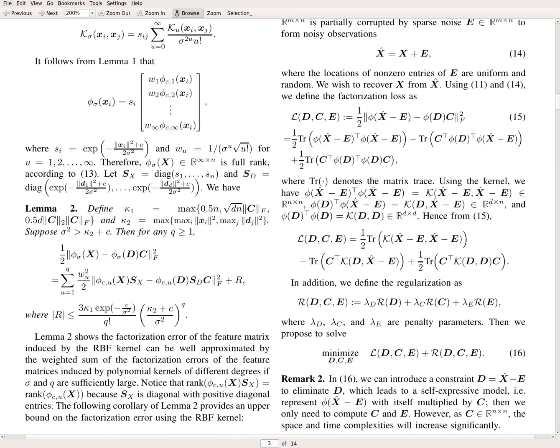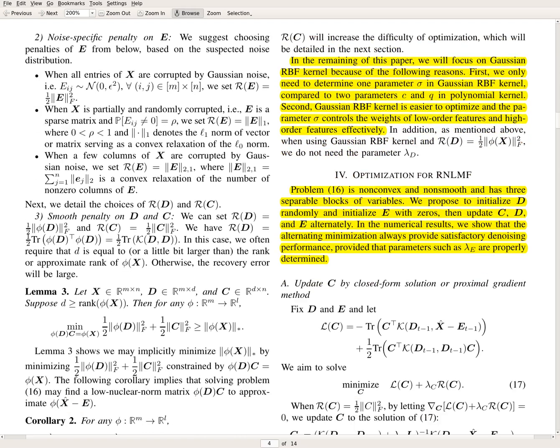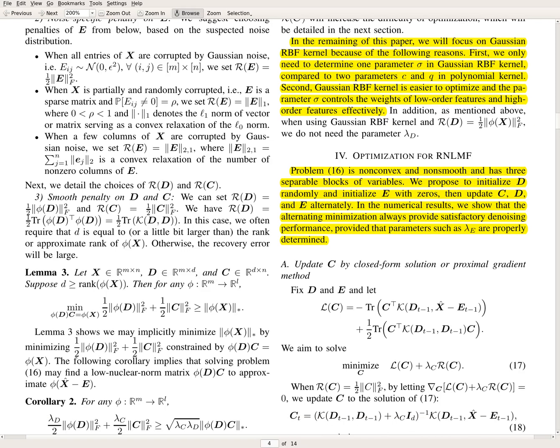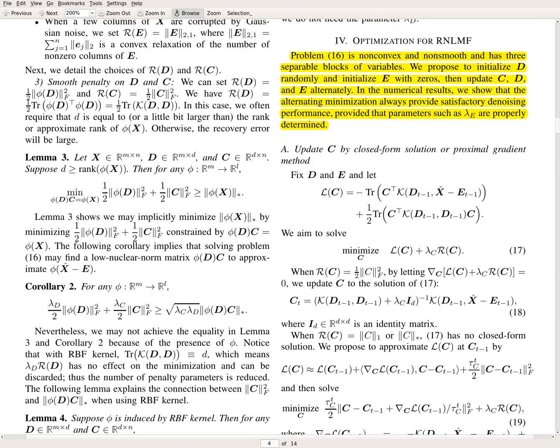Again, they use the radial basis function. For the remainder of this paper we focus on the Gaussian RBF kernel because of the following reasons. First, we only need to determine the parameter sigma in the Gaussian RBF kernel, compared to two parameters C and Q in the polynomial kernel. Second, the Gaussian RBF kernel is easier to optimize, and parameter sigma controls the weights of low order features and high order features effectively.